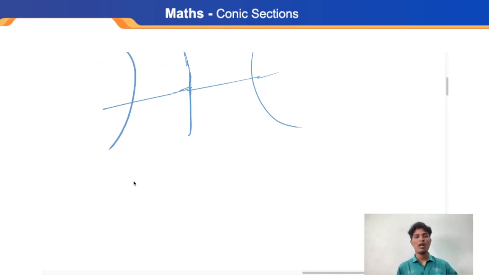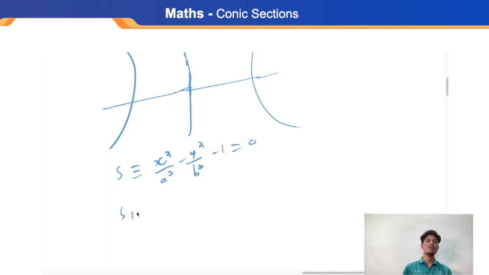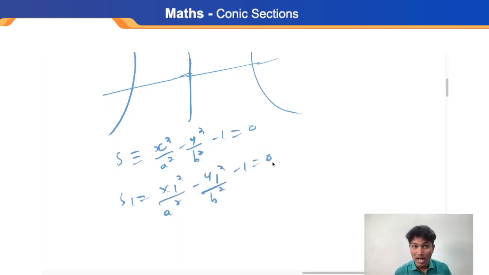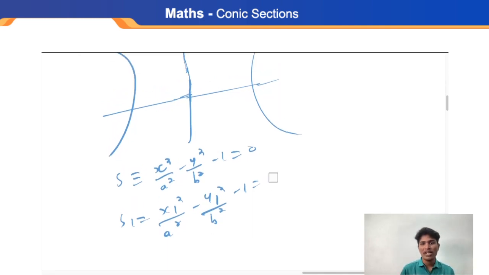Yes, now I already said we have to write S. S is x square by a square minus y square by b square minus 1 is equal to 0. What is S1? The substituted point: x1 square by a square minus y1 square by b square minus 1. It is not equal to 0. Very important. Every time I make this mistake, but you should not make that mistake.